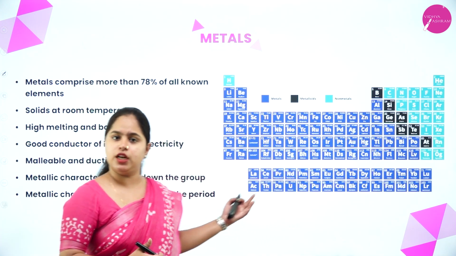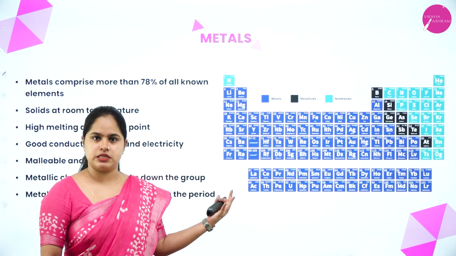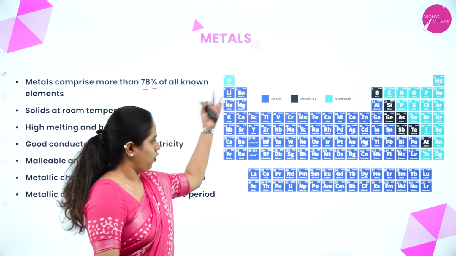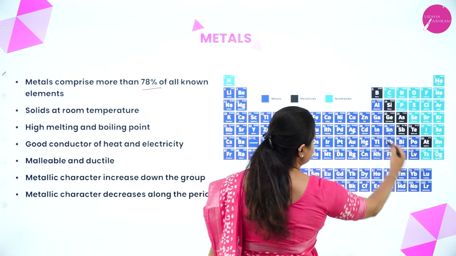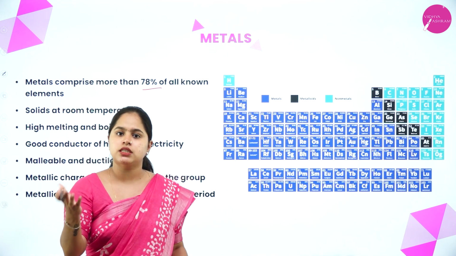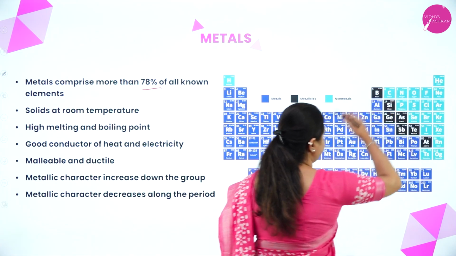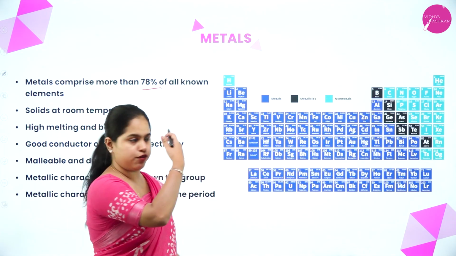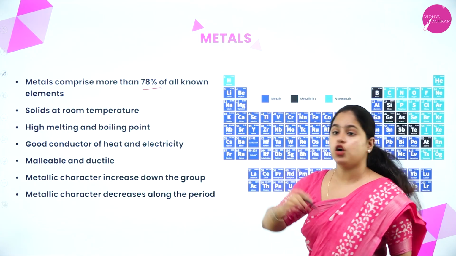What you can see from the periodic table is that the dark blue region is all metals. So around 78% of the known elements in the periodic table are metals, right? And this black part, this area, consists of the metalloids. Metalloids are elements having properties of both metals and non-metals, or you can say in between those of metals and non-metals. And this light blue region belongs to the non-metals. So you can understand from the picture itself that this much part is metal, consisting of 78% of all known elements.